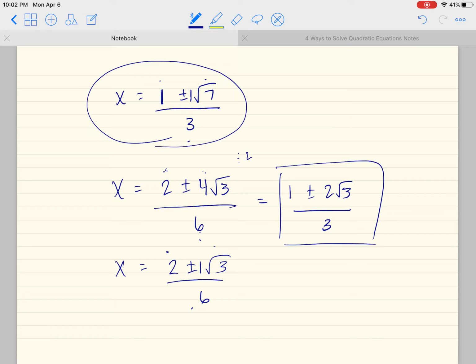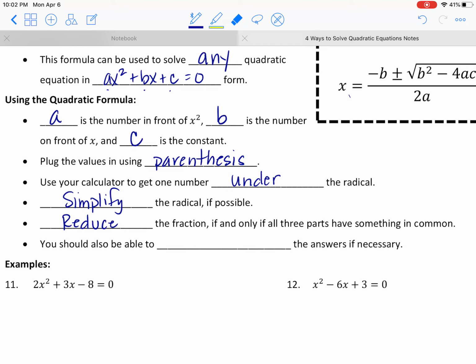Now be really careful. If you had a 2 plus or minus and then a radical 3 over 6 like this, you can't reduce just the 2 and the 6. You can only reduce if all three parts have something in common. Well, now the 1 isn't reducible with the 2 and the 6, so you're stuck here. Okay, so only reduce if all three of the parts have something in common.